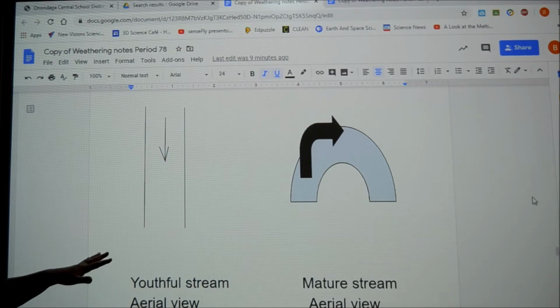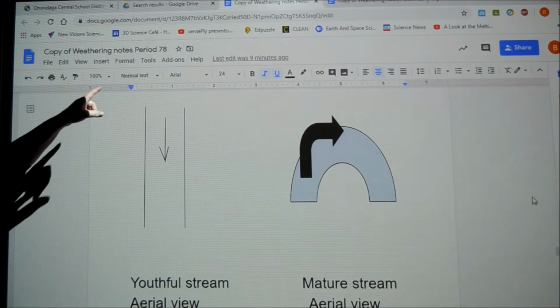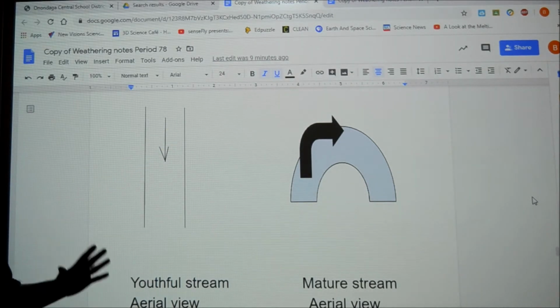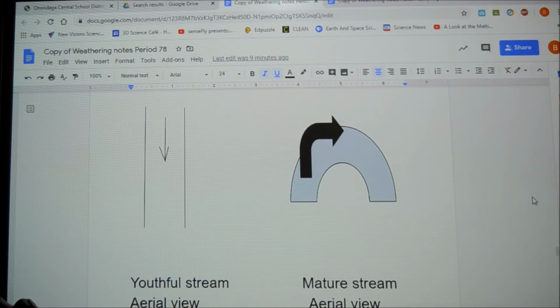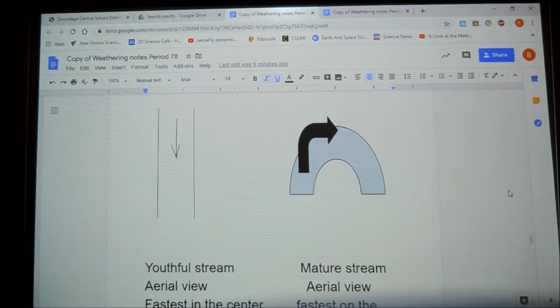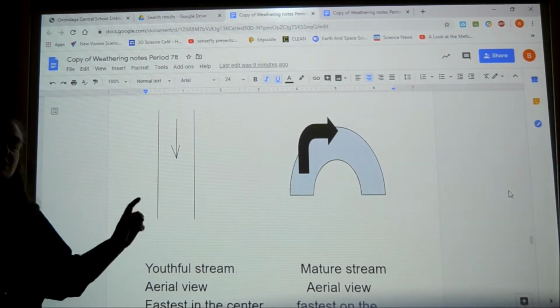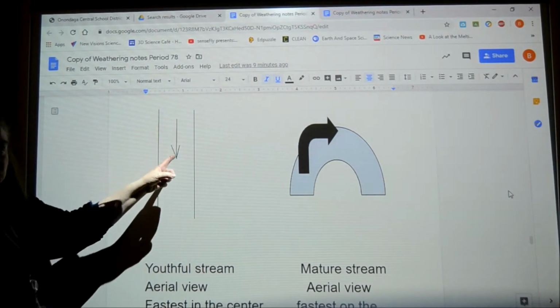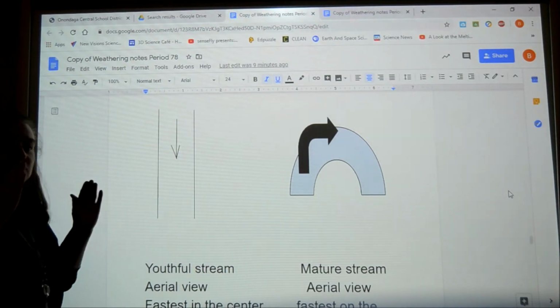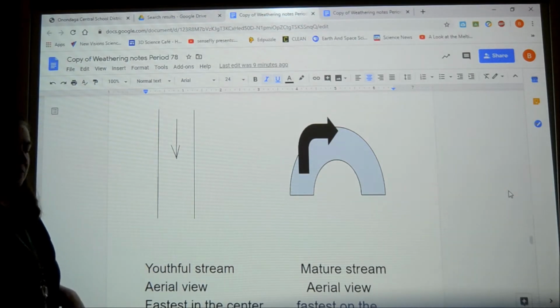This is where we left off on Thursday the 12th. We were talking about a youthful stream, and we were looking at where in a youthful stream the water moves the fastest. So this is my aerial view. If I was flying over top my youthful stream, it's a straightaway. It's moving fastest in the center, because on the side where I have my banks, I have friction. Remember, friction slows things down.